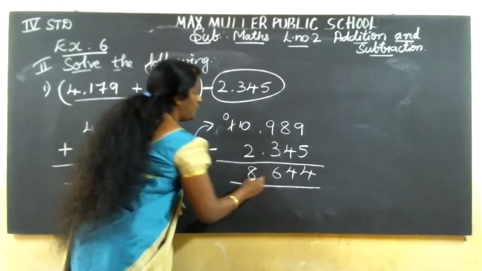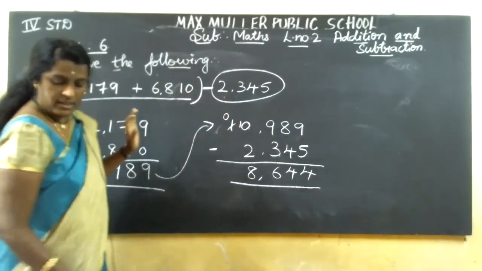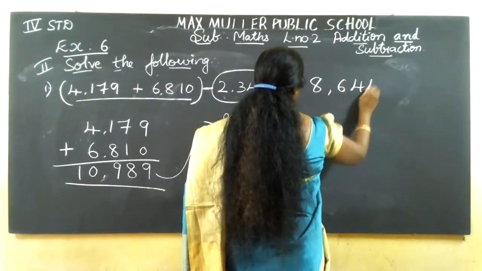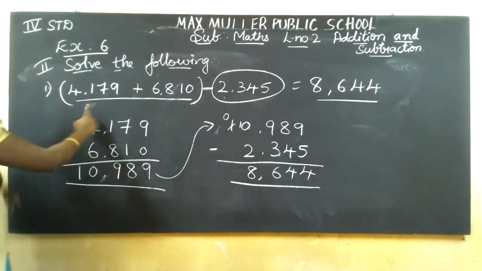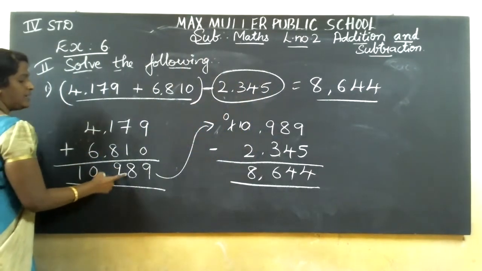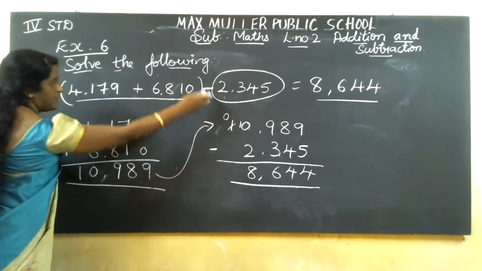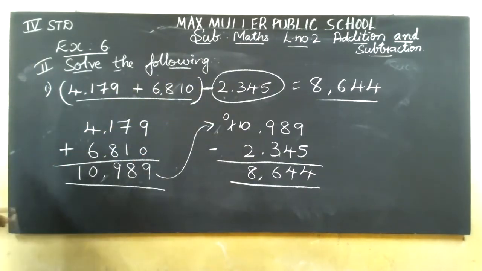So when you do this addition and this subtraction, we got the answer 8,644. You write the answer in the textbook in the corner. So when we do these two, addition 10,989 minus, we took this sum and we subtracted 2,345. We got the answer 8,644. Yes, no? Copy this in a rough book one time. You can do all the sums. Okay.